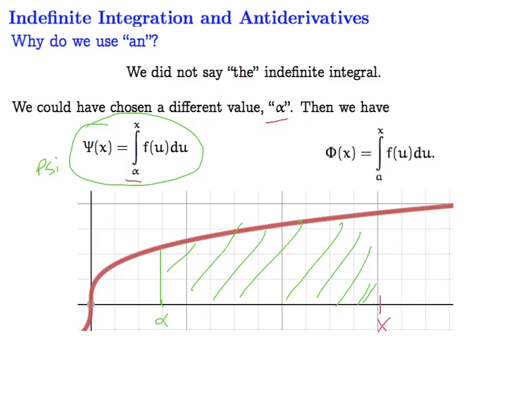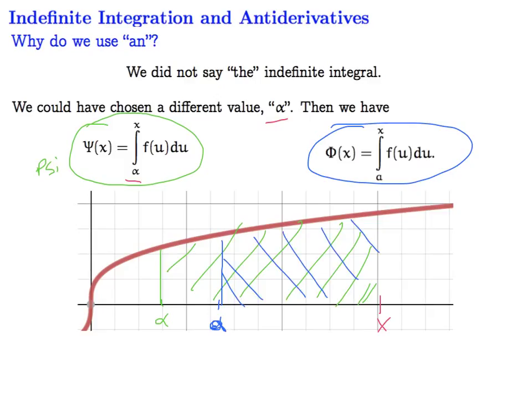So it's this green area. Whereas the function phi here, instead it starts over at some number a instead, so that's a nice little a, and it says instead compute this area. So we can see that these are really different functions. Even if you put the same x value into them, you're going to get different numbers out. So these functions do have different areas, so that's why we say an indefinite integral.